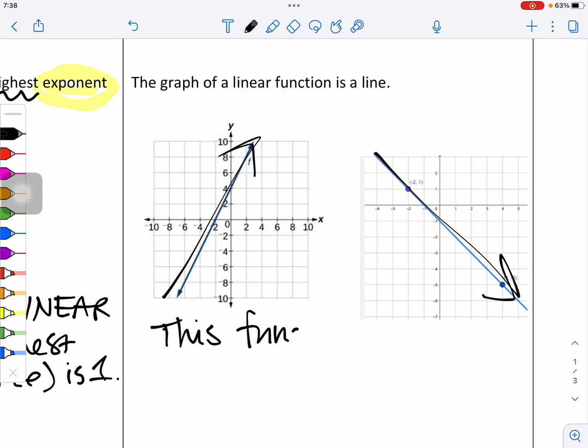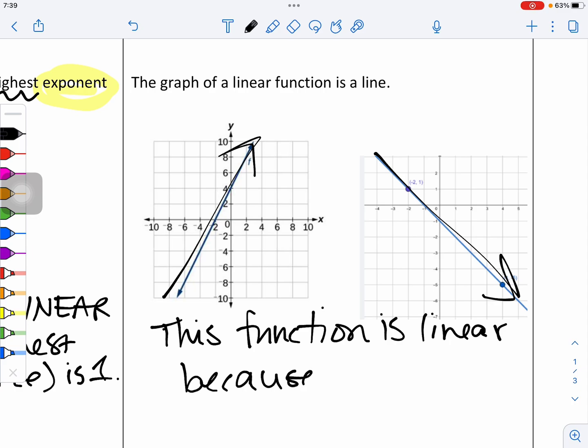This function is linear because its graph is a line.